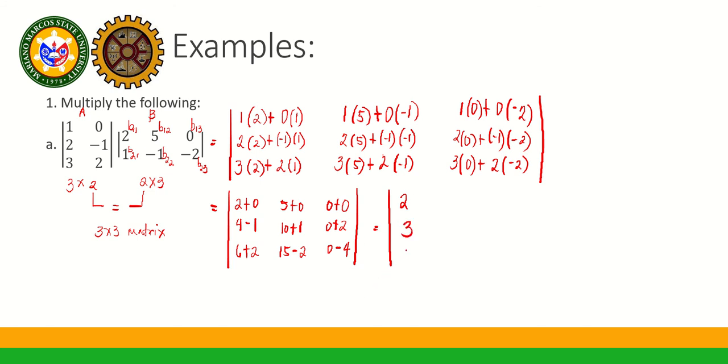And then 6 plus 2 is 8. 5 plus 0 is 5. 10 plus 1 is 11. 15 minus 2, that is 13. 0 plus 0, 0. 0 plus 2, 2. And then 0 minus 4, that is negative 4. So, this is our answer. And take note, naging 3 by 3 matrix siya. So, tama yung definition na binigay kanina.